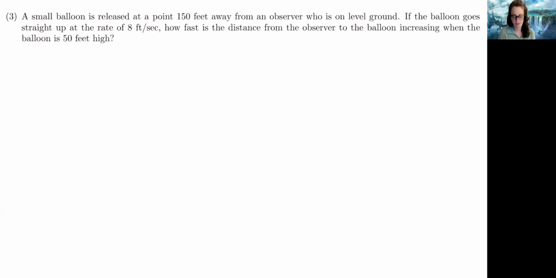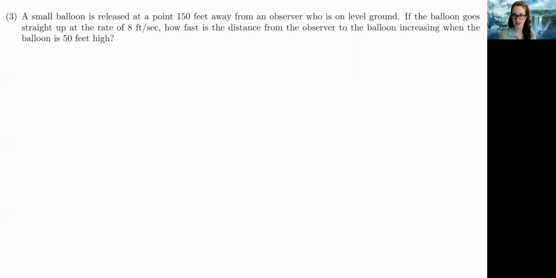All right, I hope you are ready for example number 3 of our related rates question. This one is about a balloon flying up into the air. A small balloon is released at a point 150 feet away from an observer who is on level ground. If the balloon goes straight up at the rate of 8 feet per second, how fast is the distance from the observer to the balloon increasing when the balloon is 50 feet high?